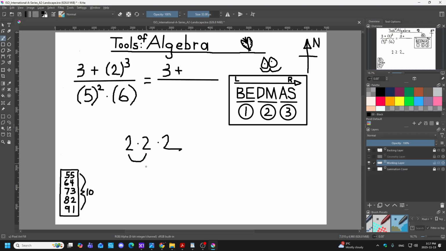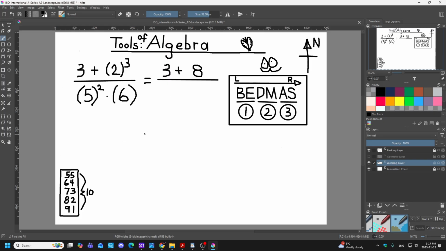You can go in steps here. 2 times 2 is 4. And then we have one more 2 still. 4 times 2 is 8. Okay, there's our answer. All right, I'm going to clean this up and put 8. Now let's work on our denominator.